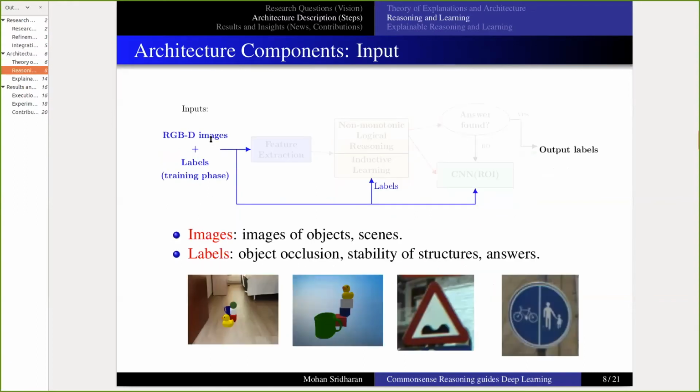Okay, so what is the input? As the input, we have RGBD images, or RGB images of objects and scenes, and we have both real world and simulated object images, depending on the application. And let us say someone gives you some labels to start off with, say to talk about object occlusion or stability of structures.